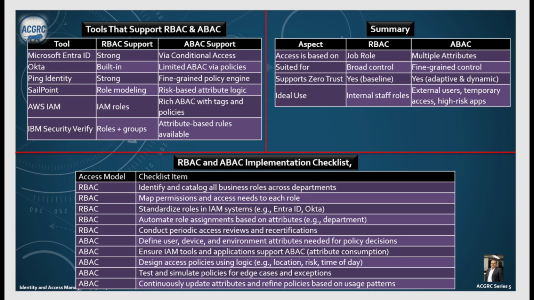Define users, devices, and environment attributes needed for policy decisions. Then ensure IAM tools and applications support ABAC. Design access policy using logic. The logic is something that you build for your application, for your organization. Avoid picking from some other place and trying to fit it. You can take an idea, but you have to design your own policies based on your business needs. Then test and simulate the policies for edge cases and exceptions. The last is continuously update attributes and refine policies based on usage pattern.